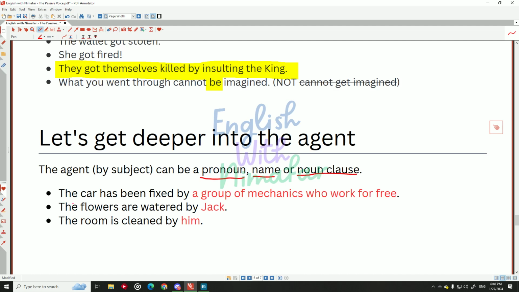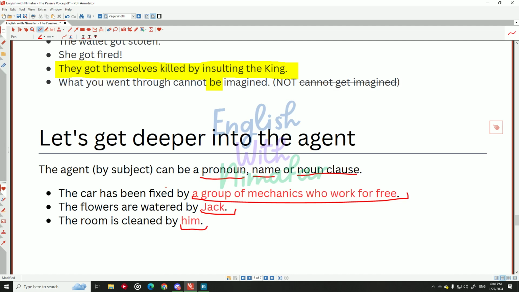The car has been fixed by a group of mechanics who work for free. You see that? That's too long, right? A group of mechanics who work for free. This is a noun clause. The flowers are watered by Jack. This is a name. The room is cleaned by him, a pronoun.